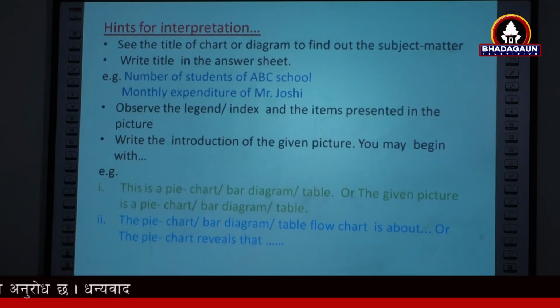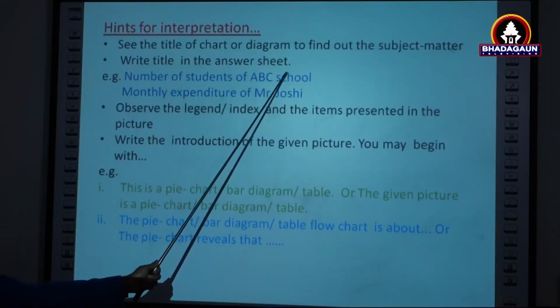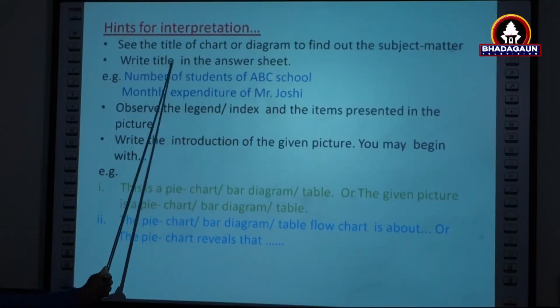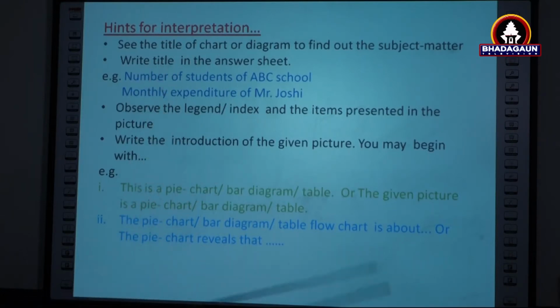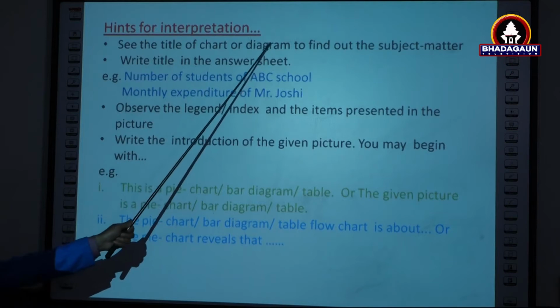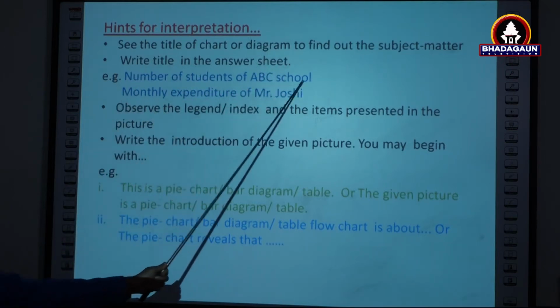So, do not forget, when you write the guided writing and free writing, to put the title in your answer sheet first. If you forget to write the title, I think you will get fewer marks than those who write the title in their answer sheet. For example, the title may be provided in the question form, or in the picture. For example, number of the students of ABC school.